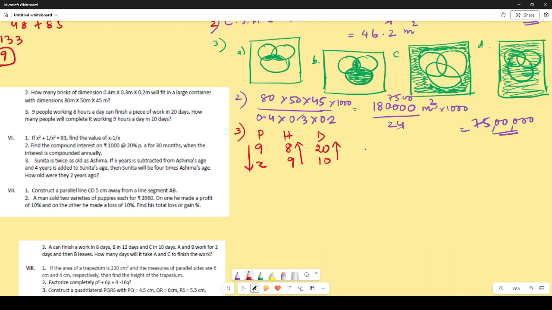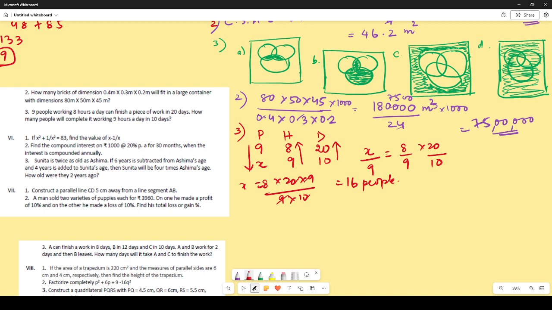Now you know what you are supposed to do. You are supposed to put all the arrowheads in the numerator and all the arrow tails in the denominator. It will be 8 by 9 into 20 by 10. So X is equal to 8 into 20 into 9 by 9 into 10, right? So you get 16 people. That is the simplest in the arrow method.